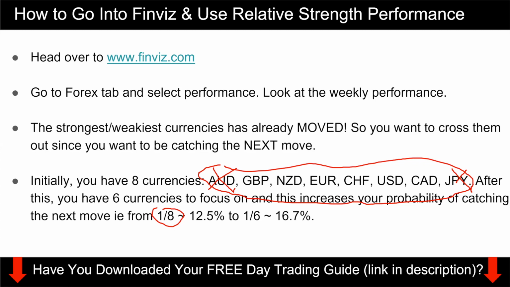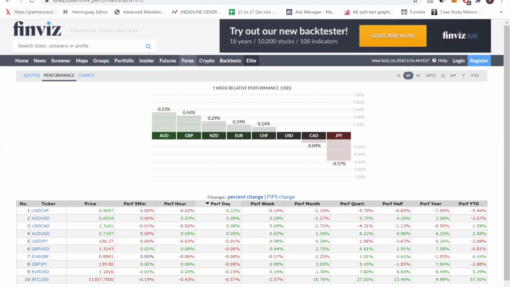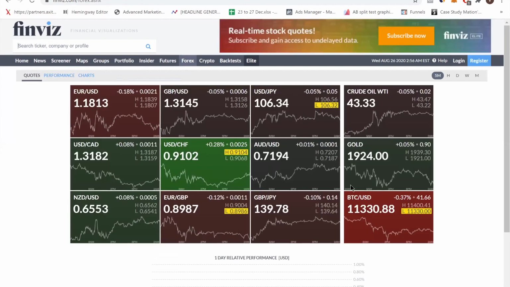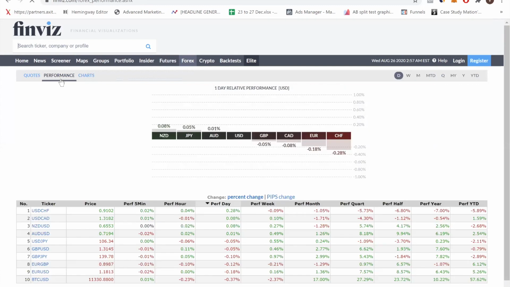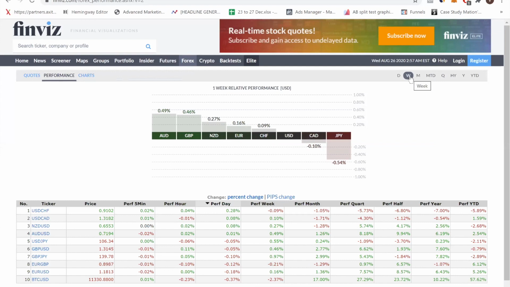So let me go into the website to show you how we do it. I'm at Finviz. The first thing you want to do is click on the forex tab over here, and then after that you should see a screen like this. In this case we are interested in the performance, so just click on performance and then the weekly performance.